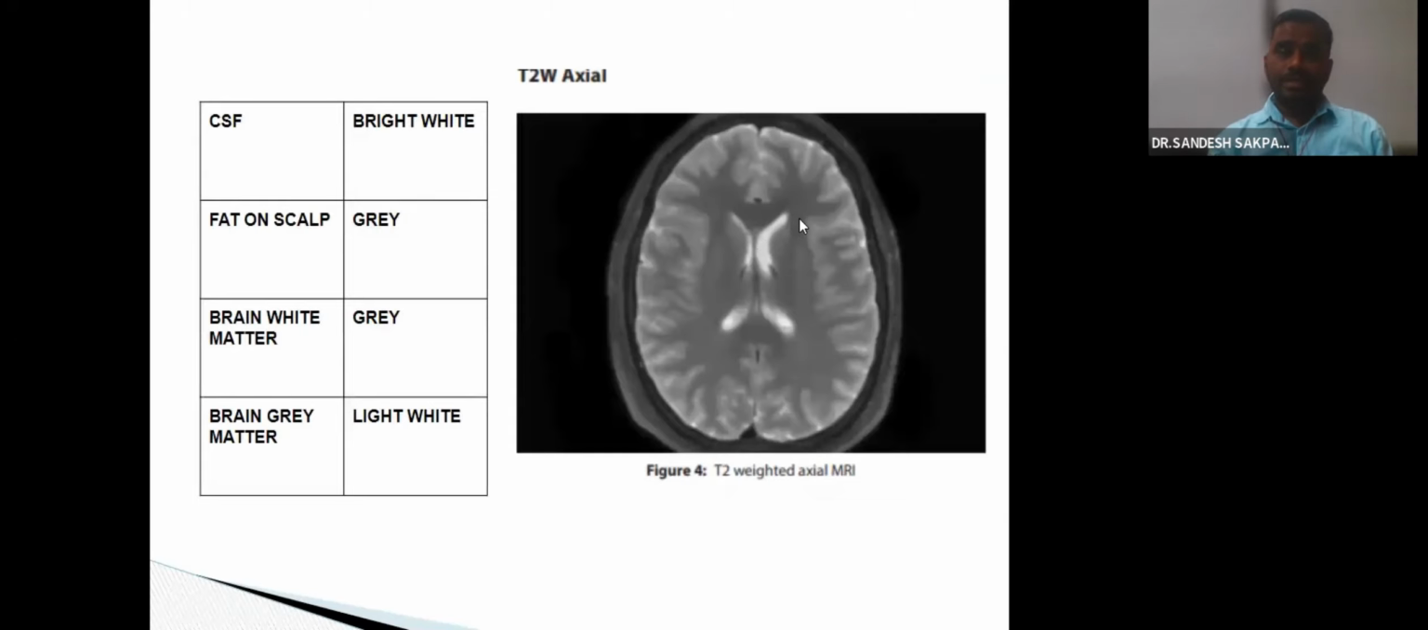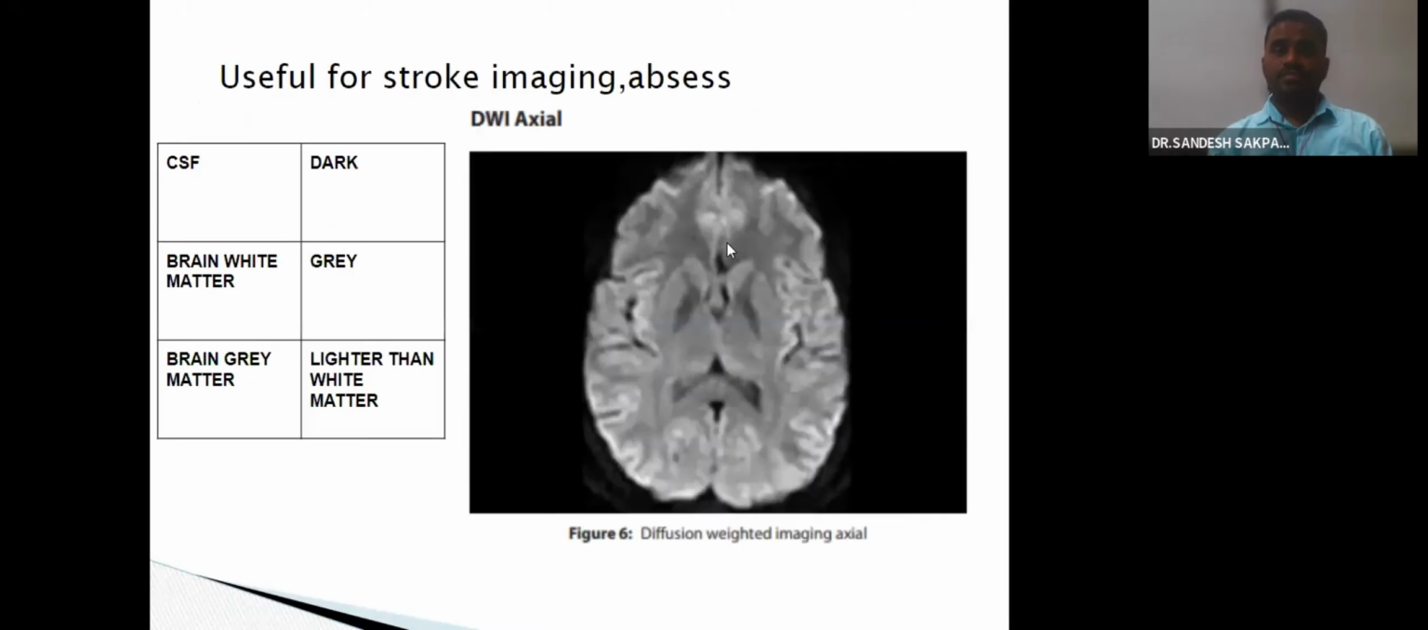The brain white matter will be gray, and the gray matter here will be light white as compared to the white matter. T2 weighted images are mainly used to look for edema and everything. Diffusion weighted images are for scanning for stroke images and abscess. The diffusion weighted images will be there to know the extent of infarct and everything.